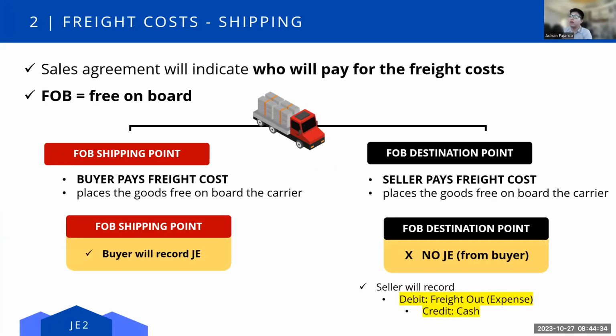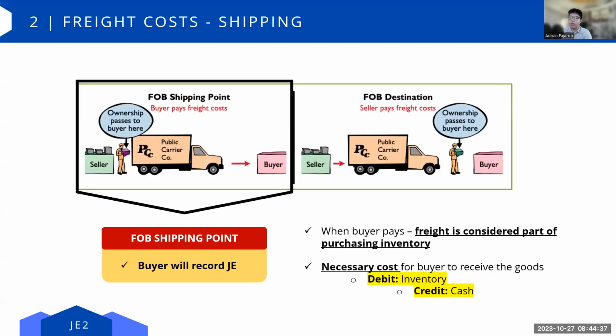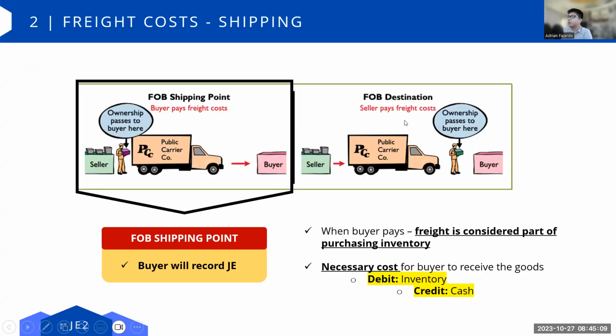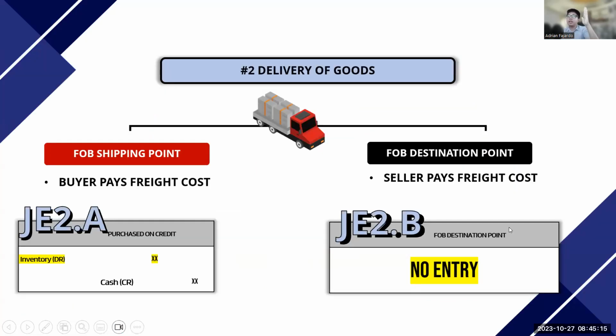I won't go into the discussion. I'll just go into ano ba yung kailangan nyo matandaan. So FOB shipping point, buyer shipping point, we record the journal entry because we're the buyer. FOB destination point, you don't record if you're the buyer. It's the seller that will record. So, ang importante sa buyer is FOB shipping point. Meaning, ang kailangan lang is debit inventory, credit cash.